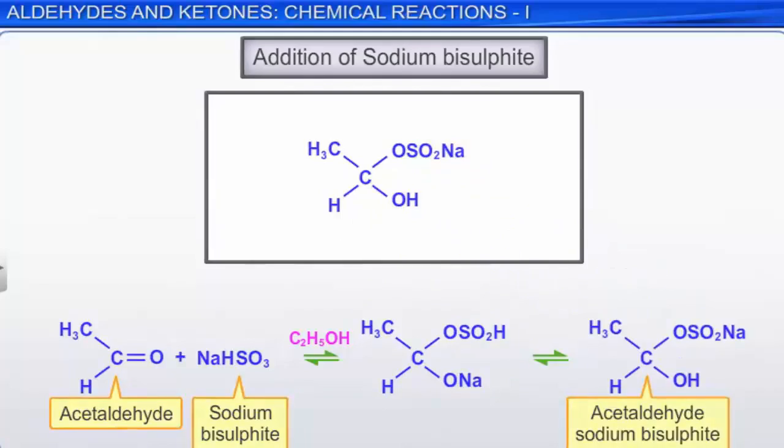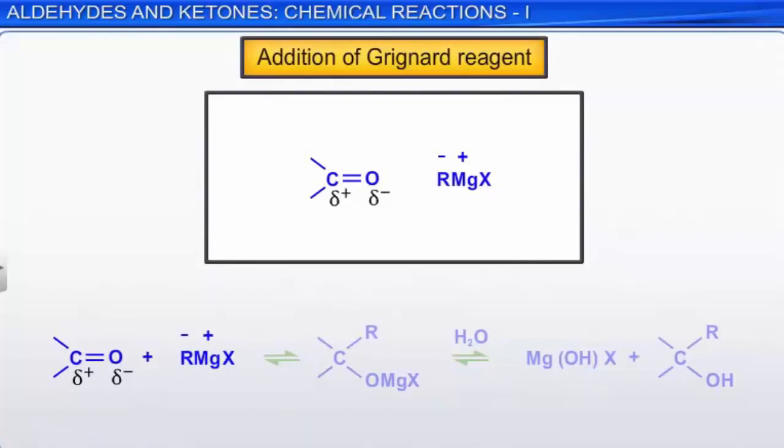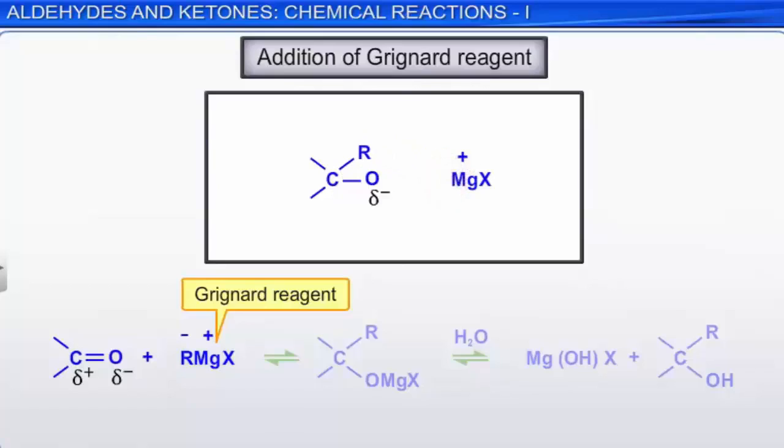Yet another addition reaction is the addition of a Grignard reagent to the carbonyl group. In this addition reaction, when a Grignard reagent, RMgX, is added to the carbonyl group, with its organic group R being attached to the carbonyl carbon and magnesium to the carbonyl oxygen, it produces an addition compound, which on hydrolysis yields an alcohol.